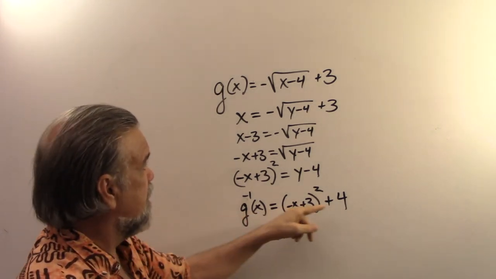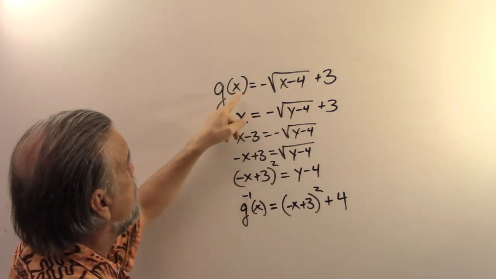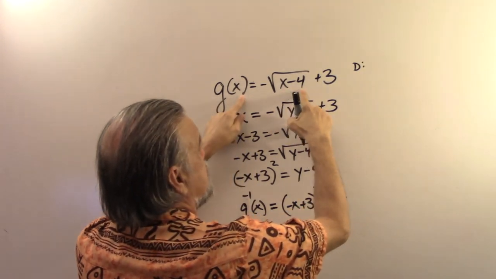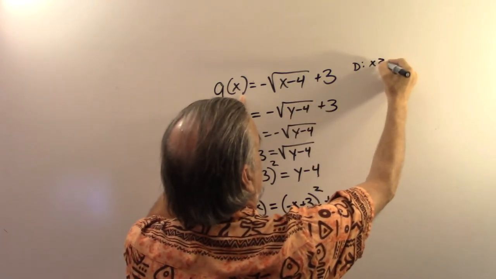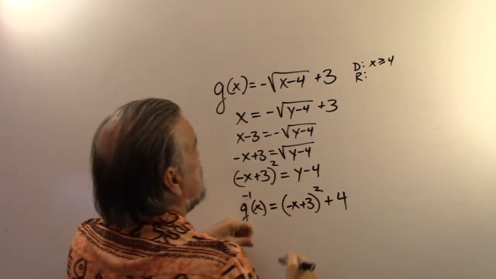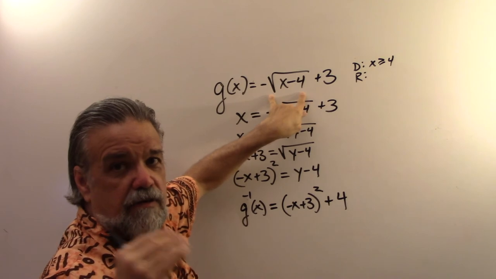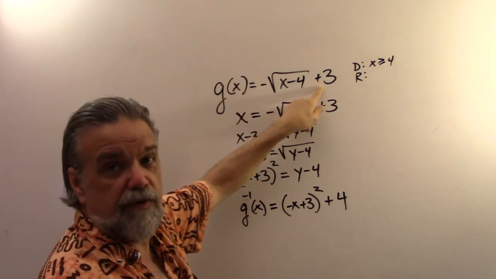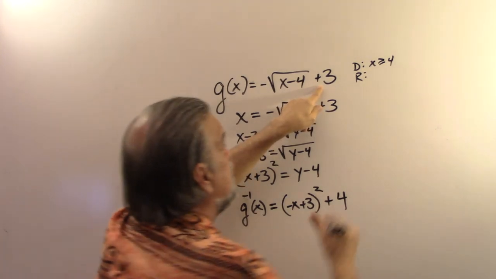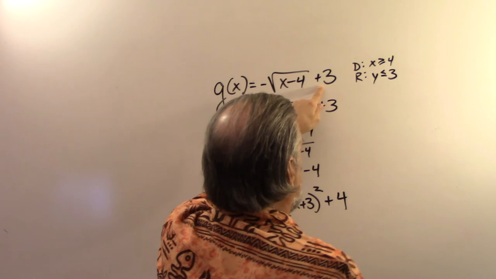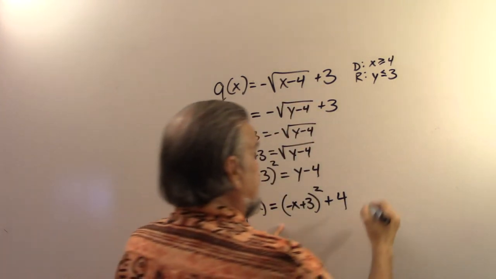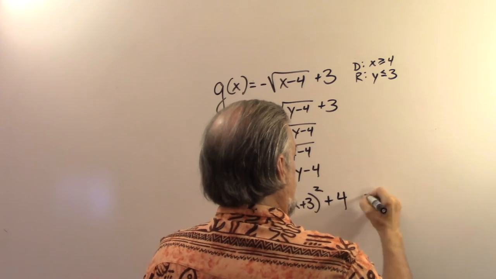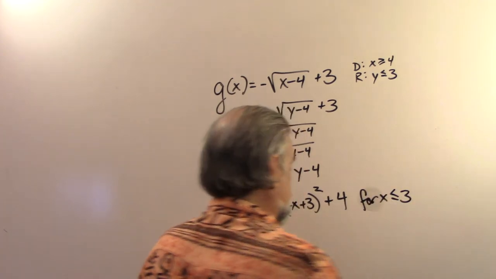But this time what I have to do is look at this and say, okay, hold it. The domain of this function is going to be x is greater than or equal to 4. The range of this function: a square root has to be greater than or equal to 0, a negative square root has to be less than or equal to 0, add 3 and it has to be less than or equal to 3. So y is less than or equal to 3. So that means my domain here must be the same as the range up here. So I'm just going to say for x less than or equal to 3.